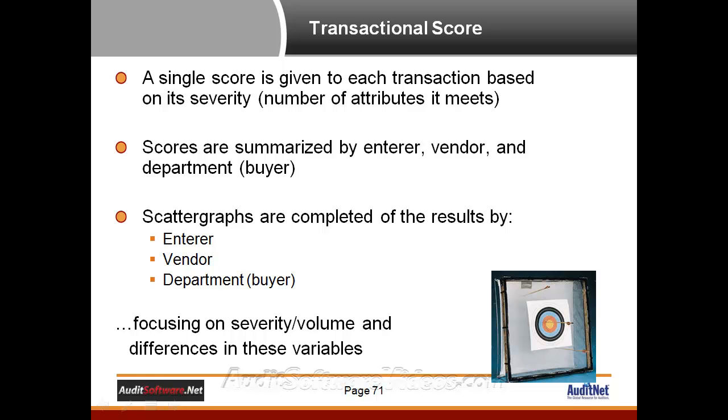What it boils down to is creating a single score for every transaction, depending on how many attributes that transaction meets. So you decide how many reports we want to run, what are the reports that lead to quote-unquote weird situations, and then we're going to transactionally test and look at severity, how many transactions hit those reports that you cared about. We'll then summarize it, scatter graph it, and we'll show you some examples of that.